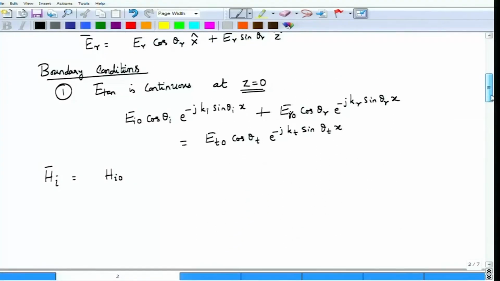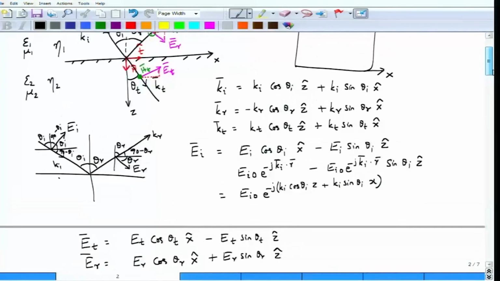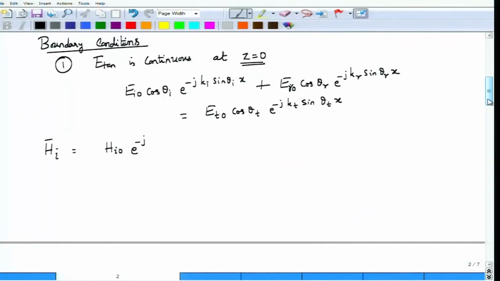So I can write down Hi is equal to Hi0, which is the amplitude of the incident magnetic field, and then e to the power minus j. What about the k vector? It is ki cos theta i z plus ki sin theta i x. So it would be e to the power minus j (ki cos theta i z plus ki sin theta i x). So this would be for the incident field.